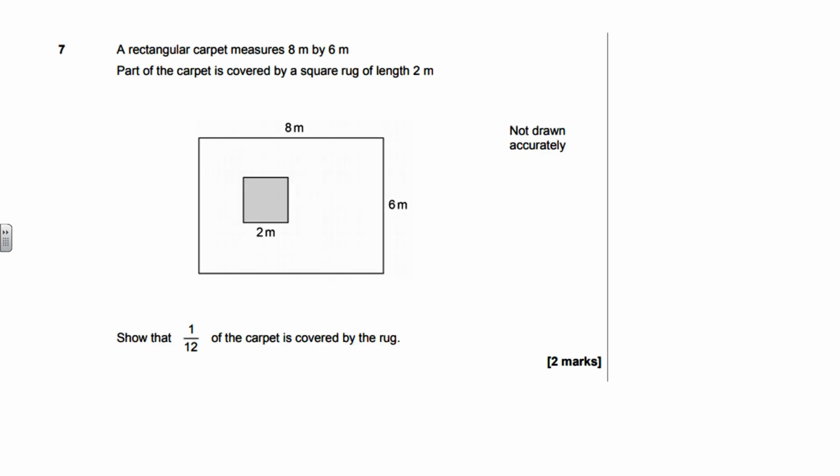Question 7. A rectangular carpet measures 8 by 6. Part of the carpet is covered by a square rug length 2. Show that 1/12 of the carpet is covered by rug. So I'm guessing they're talking about area here. So 1/12 of the carpet area is covered by rug area. So carpet area, 8 times 6 is 48 metres squared. Rug area is 2 times 2, which is 4 metres squared. And then 4 out of 48 is the same as 1 out of 12.